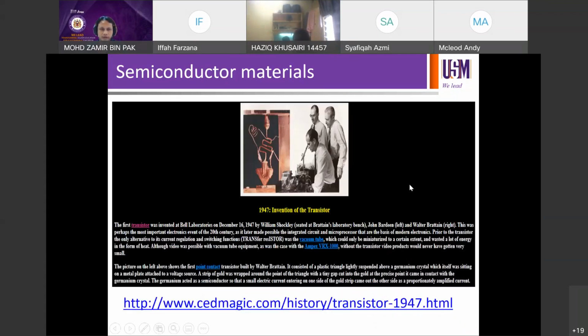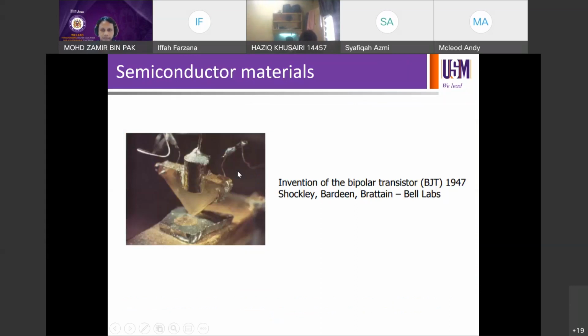So this is a bit of history of the first semiconductor materials, the first transistor invented in Bell Lab. You can read through the article later, in 1947, by Shockley, Bardeen, and Brattain. Shockley, Bardeen and Brattain, the three of them. They are the ones who discovered the transistor in Bell Lab back in 1947.